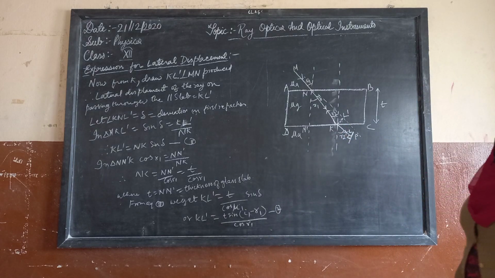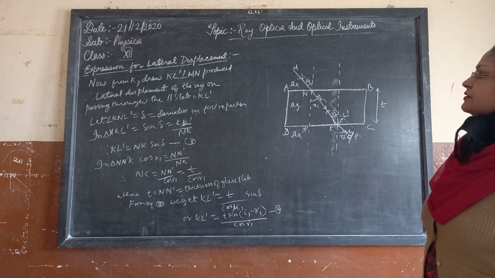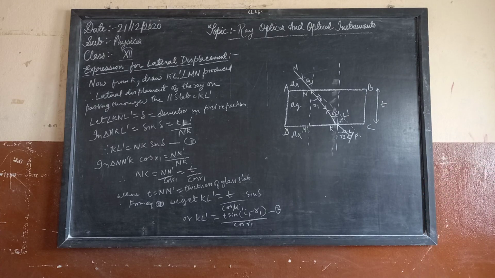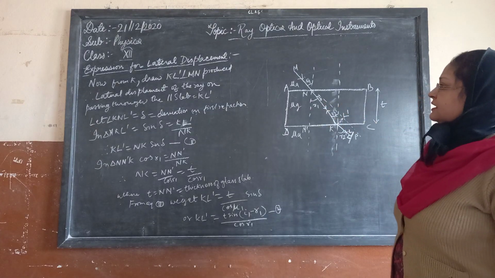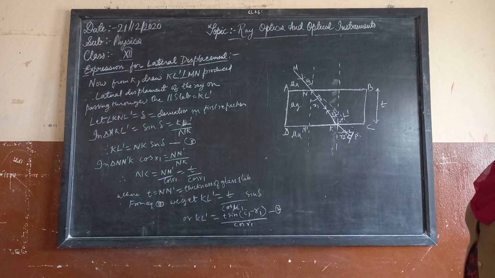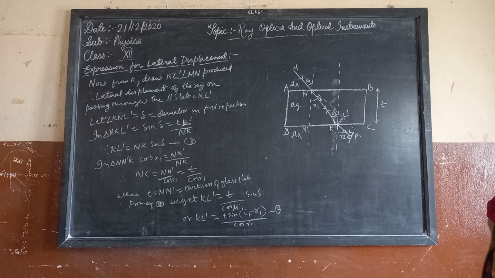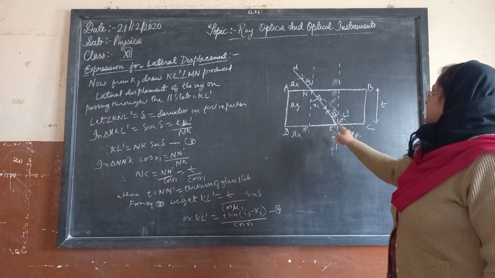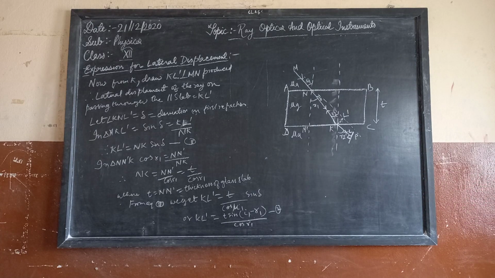Now this perpendicular has been drawn and produced, and this is the lateral displacement of the ray on passing through the parallel slab KL'. Let angle K and L' be equal to D. This particular angle is equal to D itself, the deviation of the first refraction. Then in triangle NKL', sin D is equal to KL' upon NK. This will be the angle of deviation, sine of the angle of deviation.